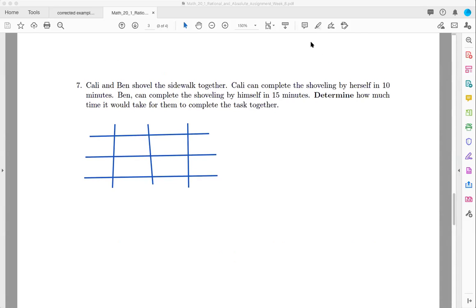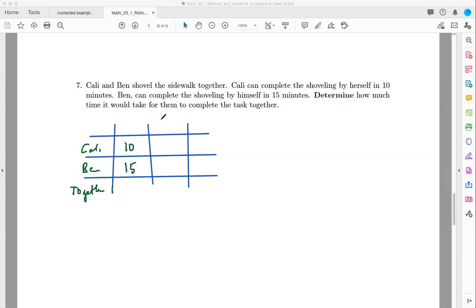A little messy with drawing the table, but I guess you get the idea here. So let's see, if we just had Callie working, we can have her as this row. We could have just Ben working, and then we'll see what we have together here. Now it says that Callie can complete the shoveling by herself in 10 minutes. So that means it would take 10 minutes for her to finish the shoveling all by herself. It would take 15 minutes for Ben to shovel all by himself.